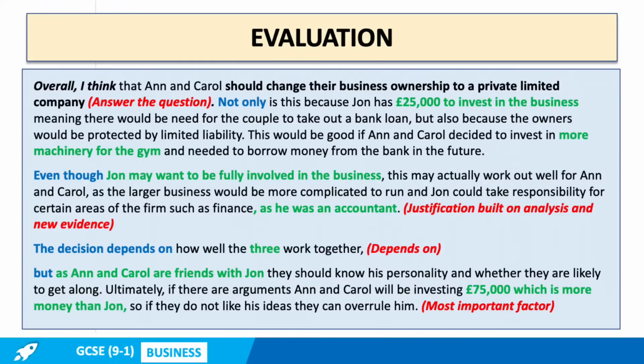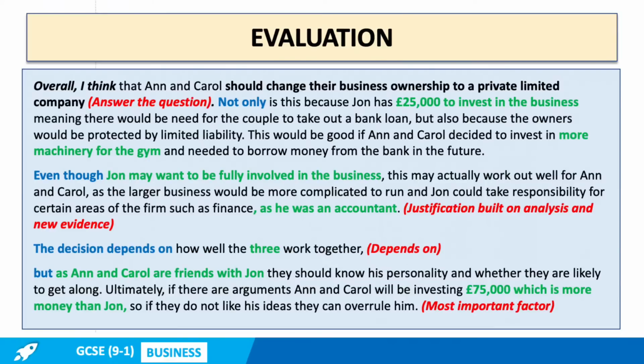So what we do in the most important factor is we say, despite this, it's still the right decision. I still believe it's the right decision. So what we've got here is, as Anne and Carol are friends with John, they should know his personality and whether they are likely to get along. Ultimately, if there are arguments, Anne and Carol will be investing £75,000, which is more money than John, so they could always overrule him if they don't like his ideas. So that is an example of an evaluation.